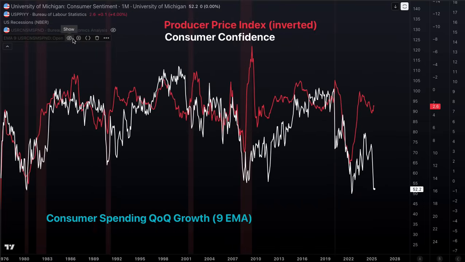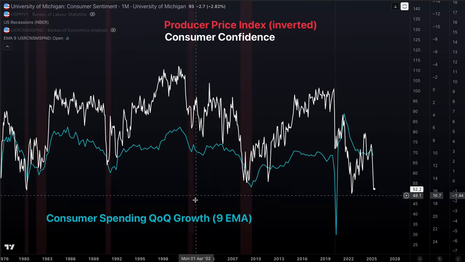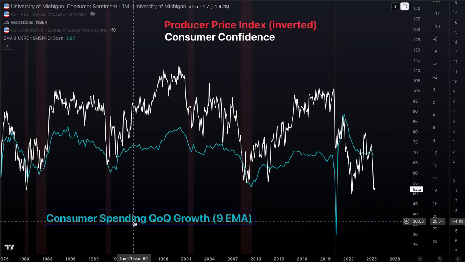Here is consumer spending with a 9 EMA smoothing. I'm going to take off producer price index here. This is actual consumer spending, quarter over quarter growth rate.